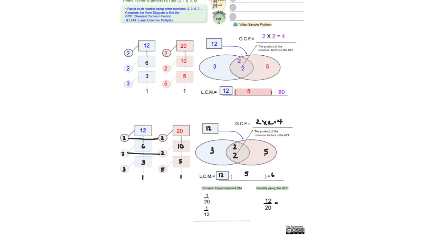Now, why do we need these numbers? If you have a difficult fraction addition problem, you're going to have to find a common denominator, which is the least common multiple. Well, that's going to be 60. So the most efficient way to add these two fractions, 1/20th and 1/12th, would be to find the common denominator with 60.